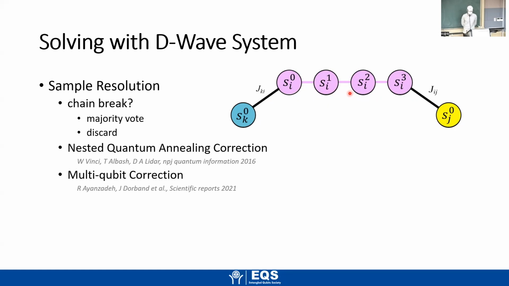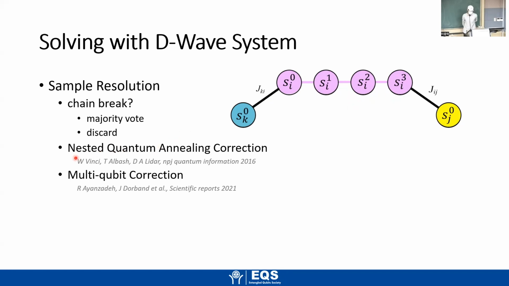The first would be just to discard the result and anneal again. Or you could also do a majority vote, which is to say that you set the logical value of this chain to be the majority of the physical qubits' values. And there are many other chain break methods, and I think you can look up some papers on that as well. And also there's something called nested quantum annealing correction.